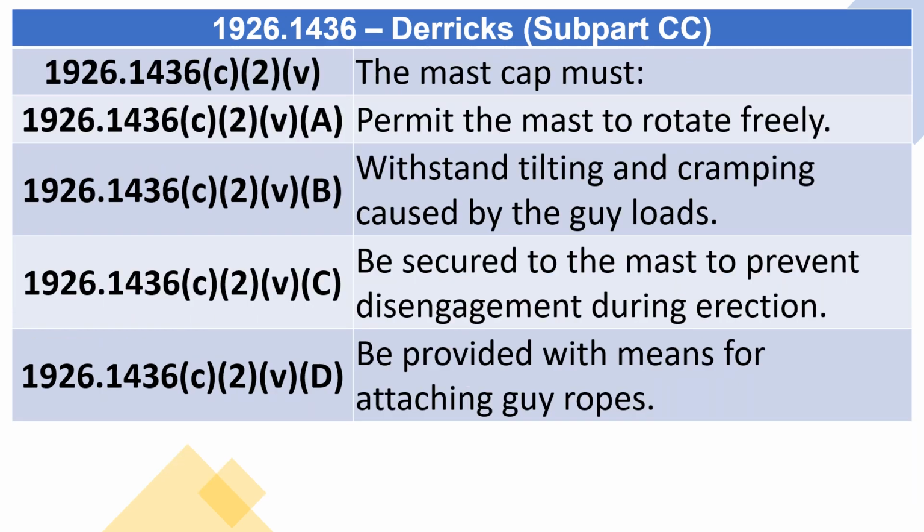1926.1436(c)(2)(v). The mast cap must: (A) through (D), permit the mast to rotate freely; withstand tilting and cramping caused by the guy loads; be secured to the mast to prevent disengagement during erection; be provided with means for attaching guy ropes.